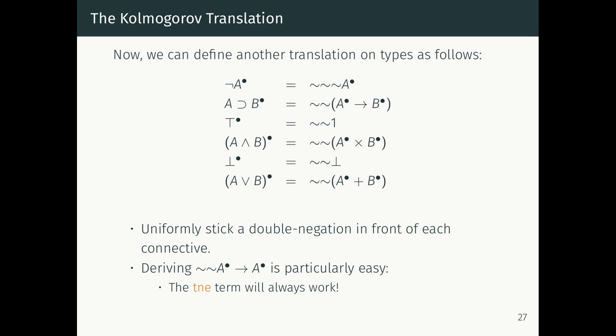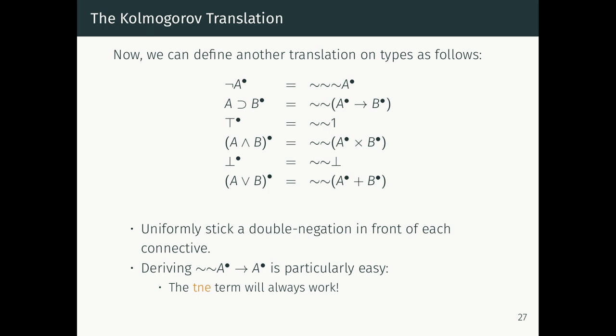There's an even simpler translation that's due to Andrei Kolmogorov. And what Kolmogorov noticed was that there is a super simple way of embedding classical logic into intuitionistic logic. He said, if you just stick not-not in the front of everything, you've got a perfectly good embedding. So the way you translate not A is by saying not-not of not A translated. The way that you translate A implies B is by saying not-not of A translated implies B translated. And the same for every single one of these connectives. So in every case, all we do is we stick not-not in front of the original connective and then recursively apply that translation.